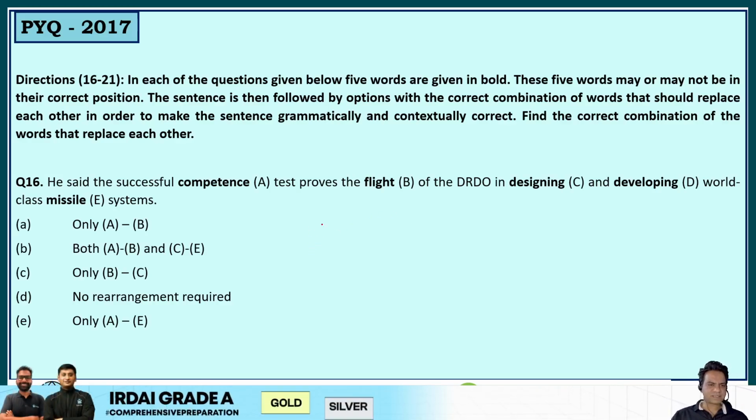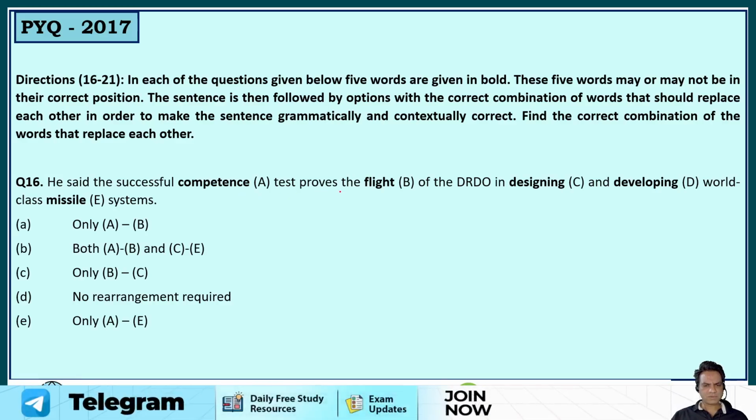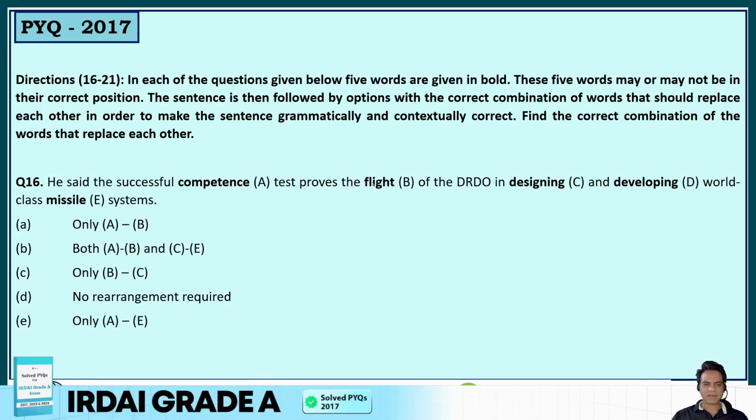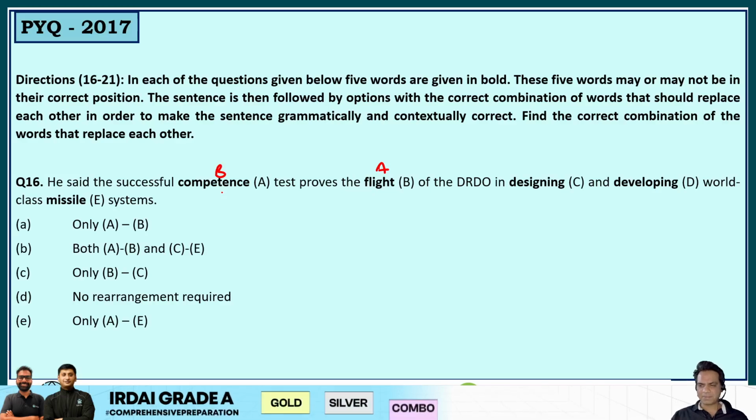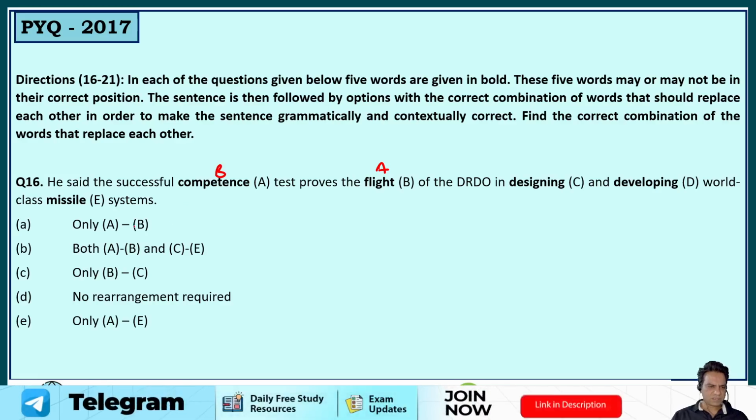He said the successful competence test proves the flight of the DRDO in designing and developing world-class missile systems. He said the successful flight test, not competence test, it should be. Successful flight test proves the competence of the DRDO in designing and developing world-class missile systems. So option A is your correct answer, guys. So that's your correct answer.